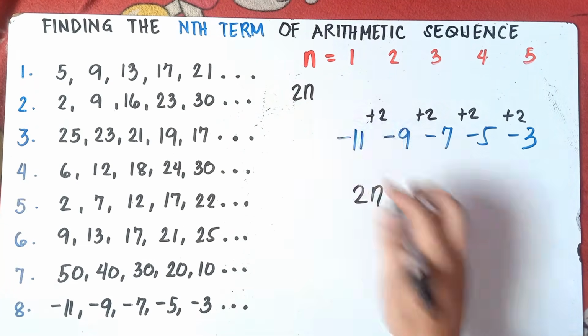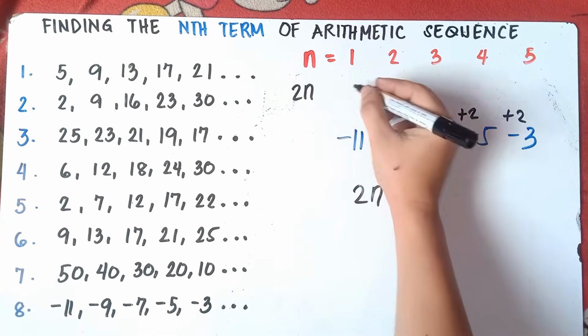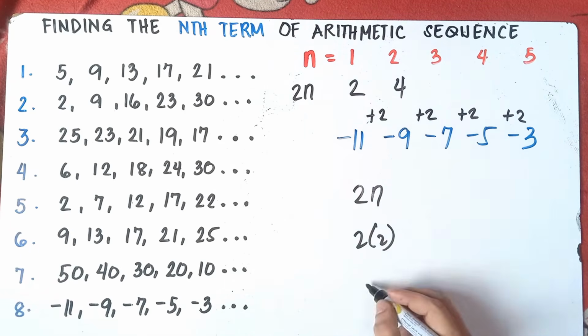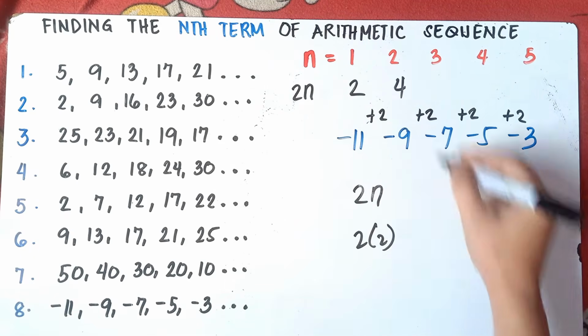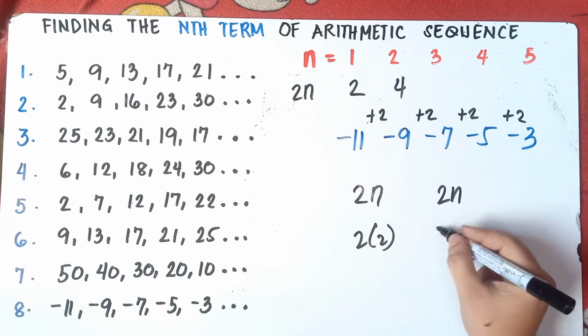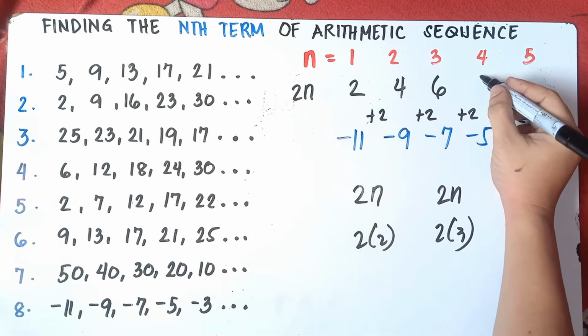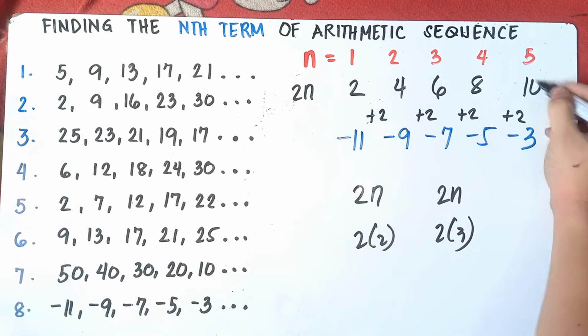Alright, so if n is 1, 2 times 1 is 2. If n is 2, 2 times 2 is 4. If n is 3, based on 2n, 2 times 3 is 6. If n is 4, 2 times 4 is 8. 2 times 5 is 10.